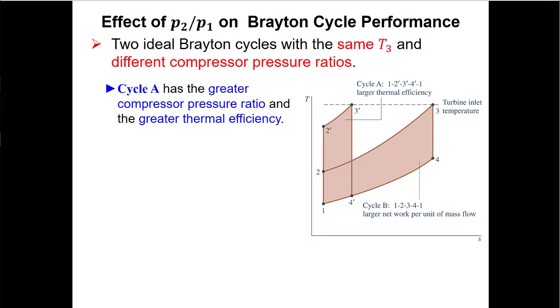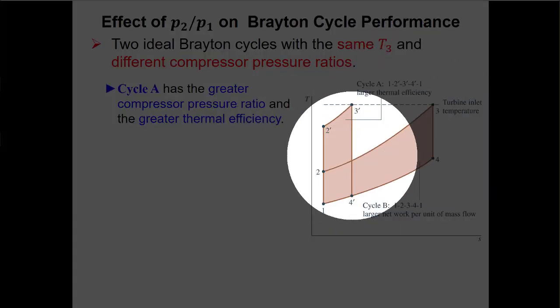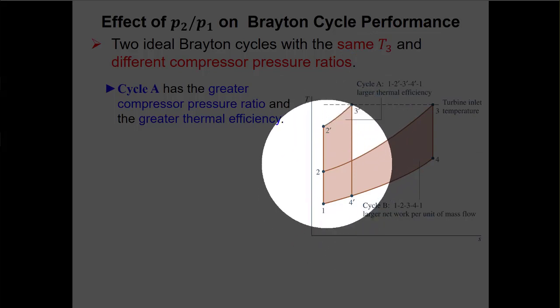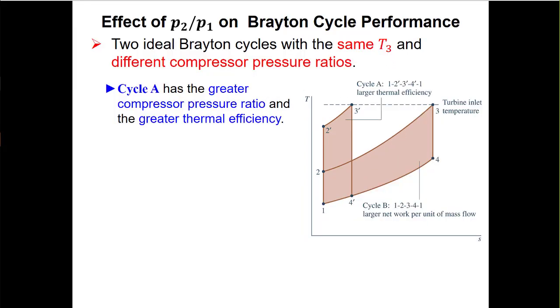I don't know why they called it A and then labeled them 2' and 3' and 4'. I think that it should be the other way around, but I didn't write the textbook, right? So here, if you get a bigger compressor pressure ratio, you get better thermal efficiency, right? If you're running a power plant, this is probably what you want, right? Because what you want to do, well, it just depends.